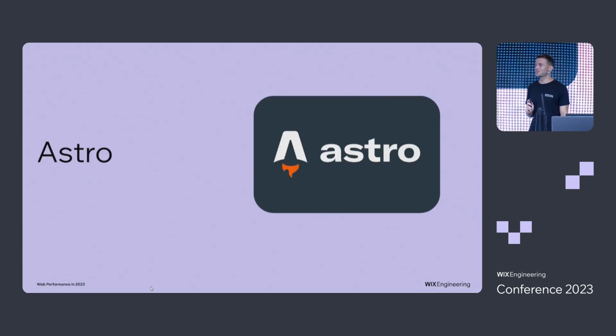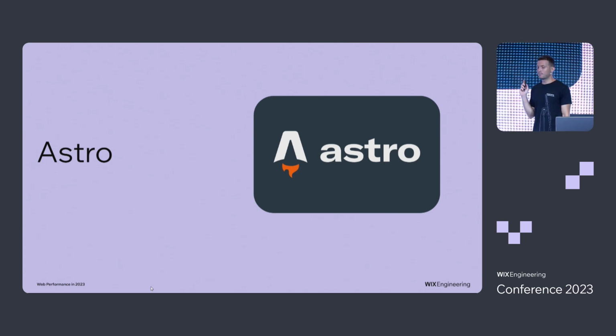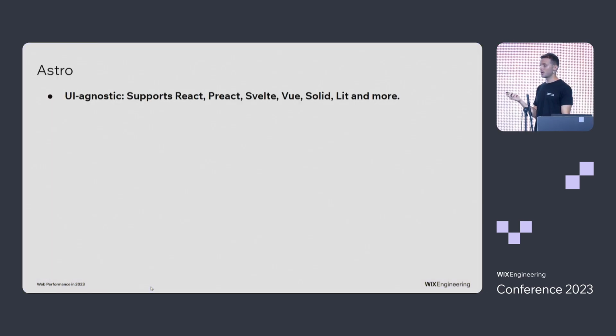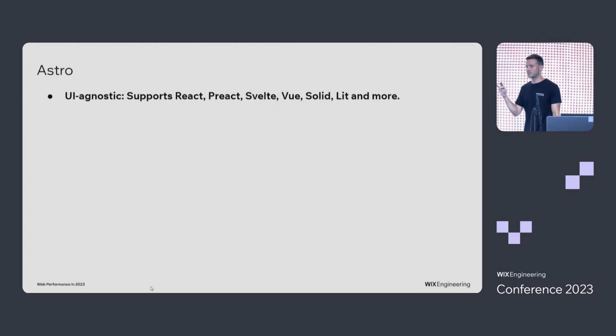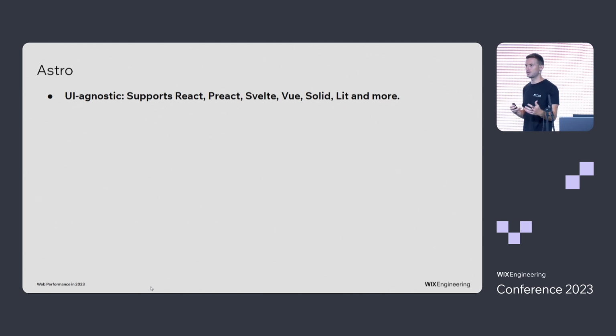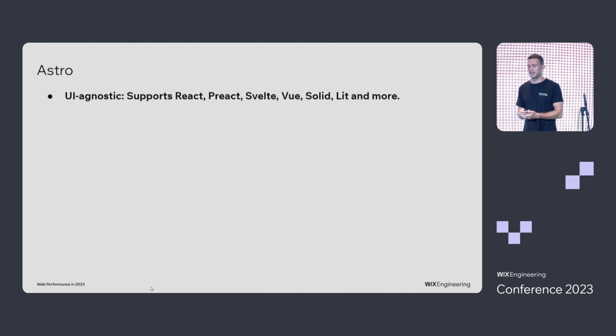And the last one I want to talk about is Astro, which is also getting very popular recently. The big advantage in Astro over the other frameworks is that it's UI agnostic. It supports React, Svelte, Vue, and other UI frameworks. So if you're migrating from one to another, or you want to use a couple of those together, you can do it with Astro.